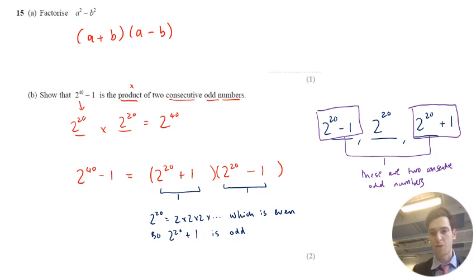Because one is 2 to the power of 20, the next one is 2 to the power of 20 minus 1, so one below it, and then the 2 to the power of 20 plus 1 is one above it. So, because they're both odd, they're both next to each other, they're two consecutive odd numbers. Next question.